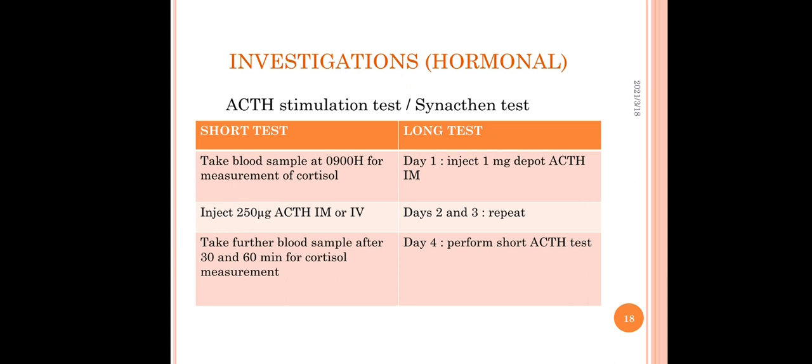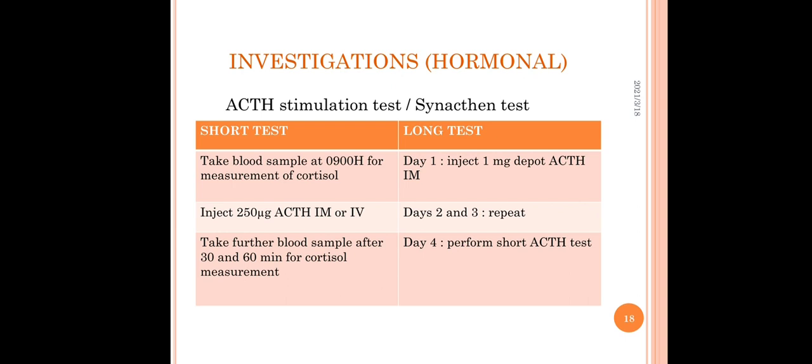The short synacthen test is done by taking a blood sample from the patient for measurement of cortisol. Then we inject the patient with 250 microgram ACTH intramuscular or intravenous. After the dose, we take a blood sample at 30 minutes and 60 minutes for cortisol measurement.